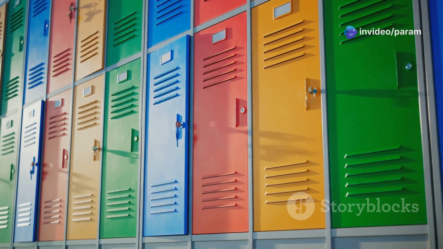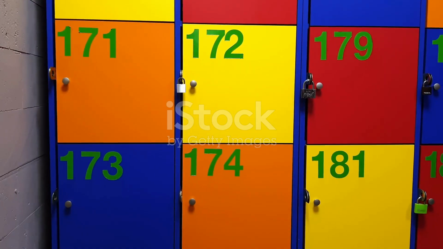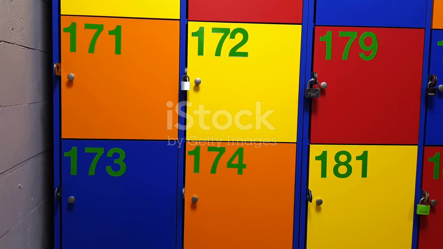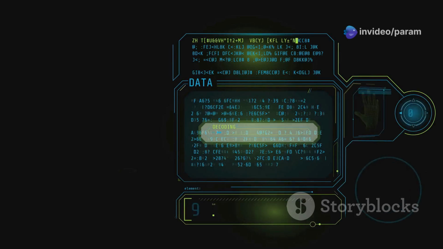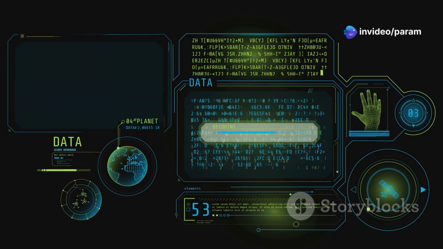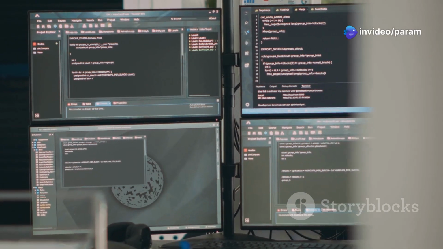Trust me, it's going to be a game changer. Picture an array like a row of lockers at school. Each locker has a number, 0, 1, 2, and holds one item like a book or a snack. In programming, an array is a list that stores data in the same orderly way. Let's see an array in action.